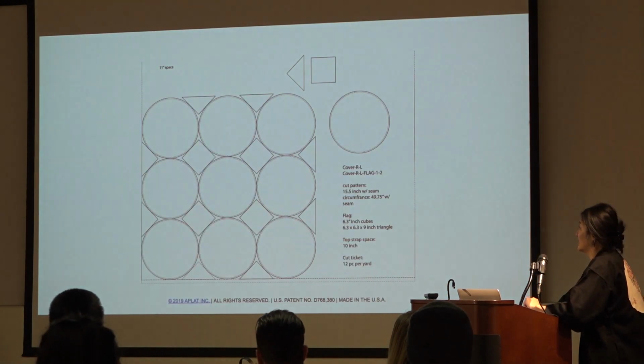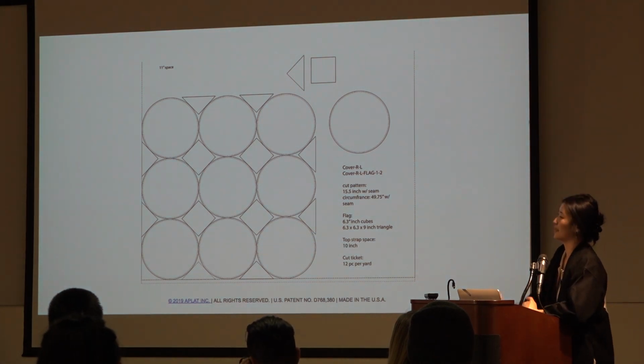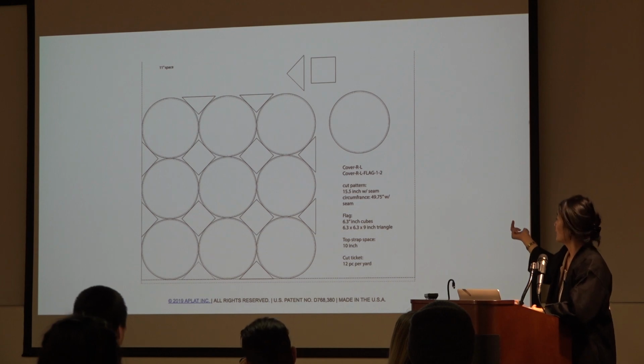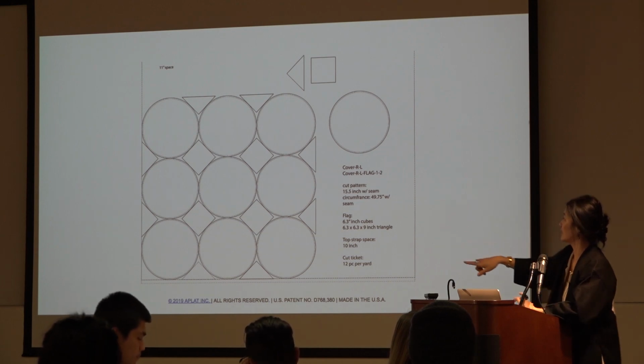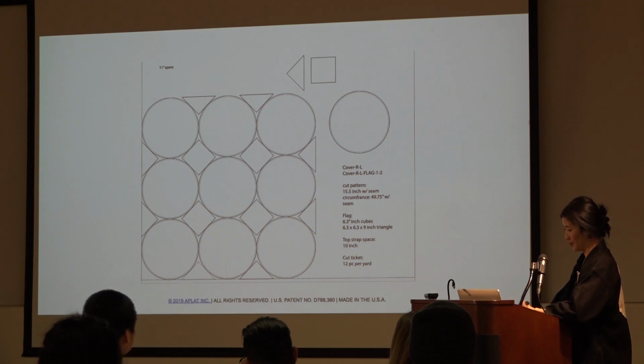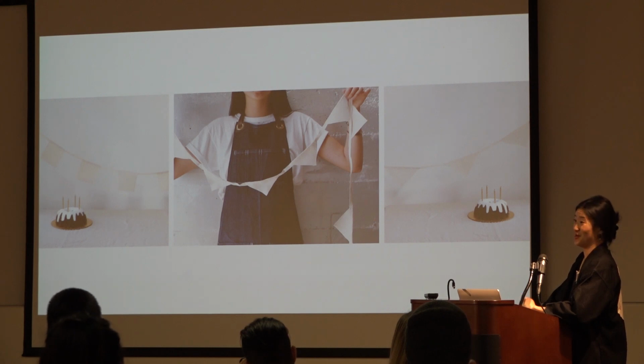So this is the only product we make that doesn't have right angles or straight edges. And it's our covers collection. They're all bowls. So what we've done is we fit squares and triangles into the negative space. And those become party garlands. You probably notice them in the majority of these photos.